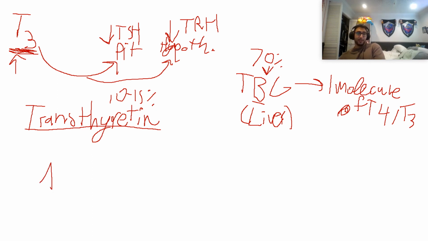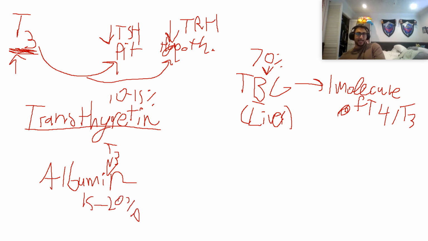And the last thing you need to know, and this isn't too important maybe for STEP, but it is important to know for the broader context of clinical practice, is that thyroid hormone can also be bound to albumin. All right? And about 15 to 20% is going to be bound to albumin.